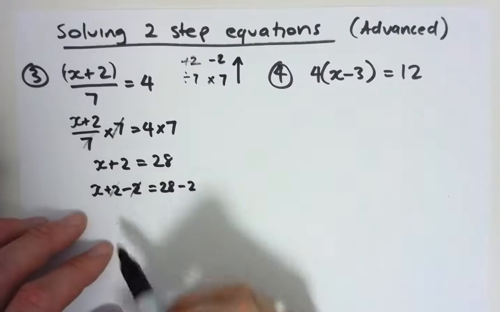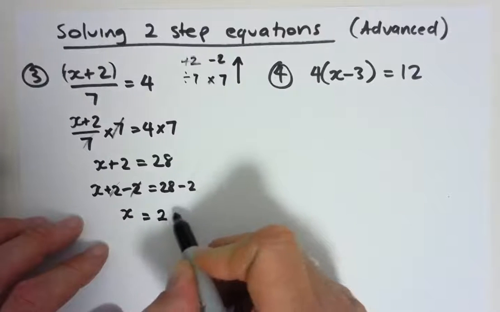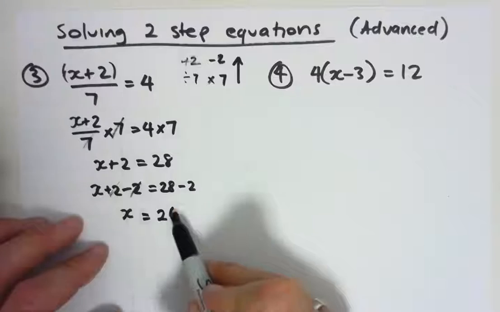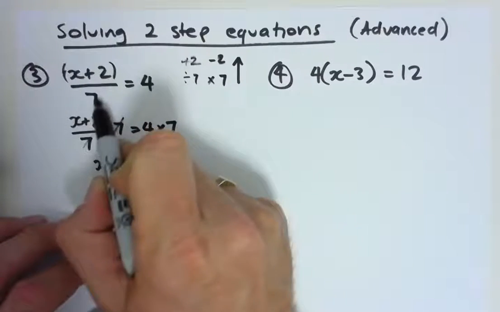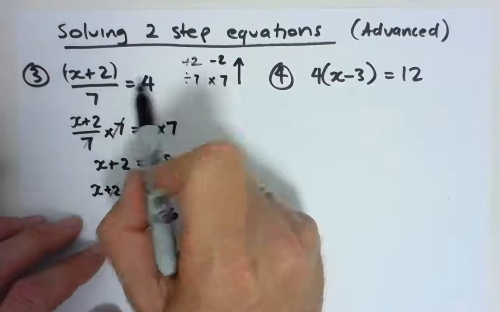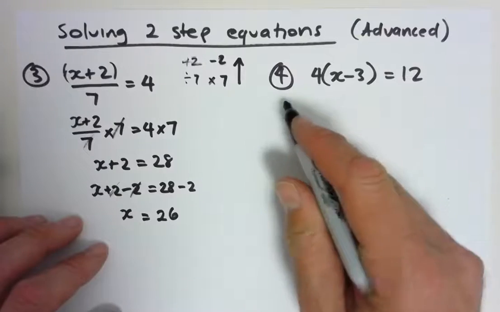Now our 2's cancel out, leaving x by itself. 28 minus 2 is 26. So if we put that 26 back in, we get 26 plus 2, which is 28, divided by 7 equals 4. And you can see if we put that back in, we have to do that whole line first. Okay, let's look at the next one.